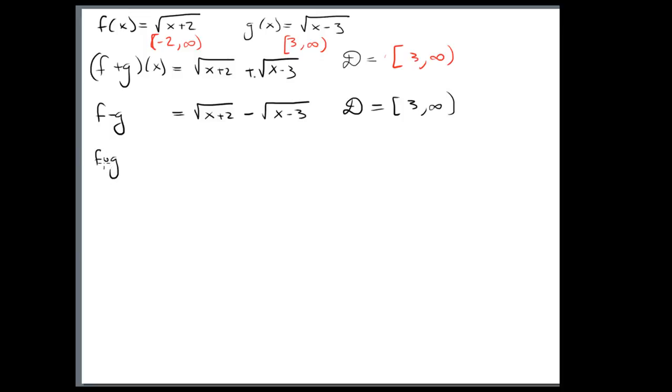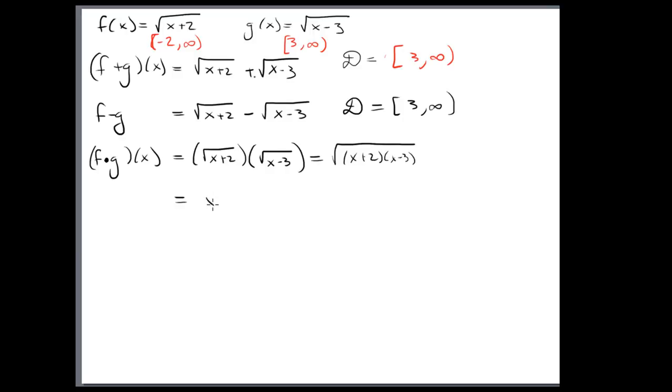f times g of x would be the square root of x plus 2 times the square root of x minus 3. So that would be what? The square root of x plus 2 times x minus 3. Let's simplify that out. So that's x squared minus x minus 6, square root of that.